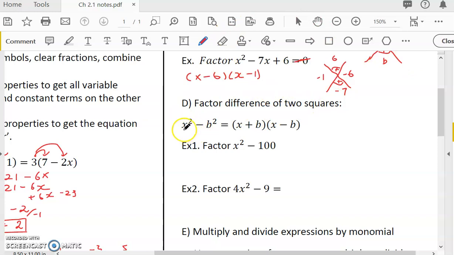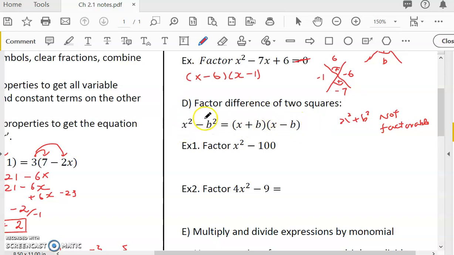You have a binomial, two terms. One is a square, the other is a square, but they are a difference, not a sum. Remember, x squared plus b squared is not factorable. But if you have two squares that are different, you can factor it as (x plus b)(x minus b).